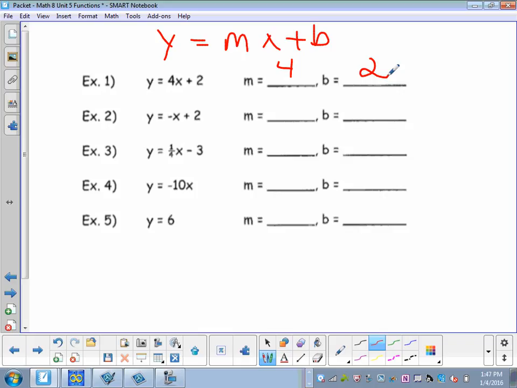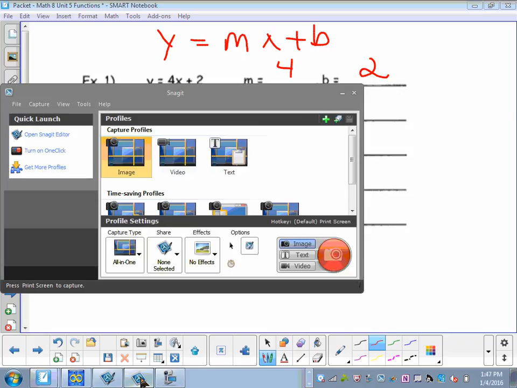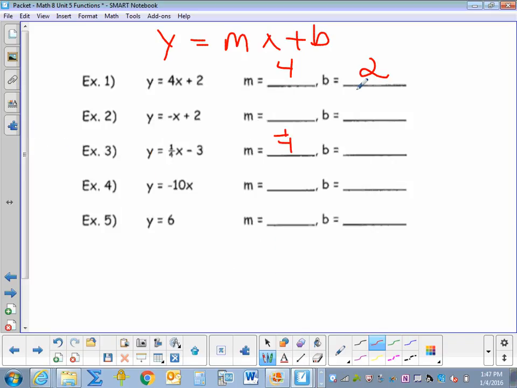Now look at example 3. We have 1/4 of the x, so 1/4 is our slope. But our y-intercept has a -3, so we're going to put -3, not +3 there, because the sign in front goes with the number. So go ahead and do the rest.